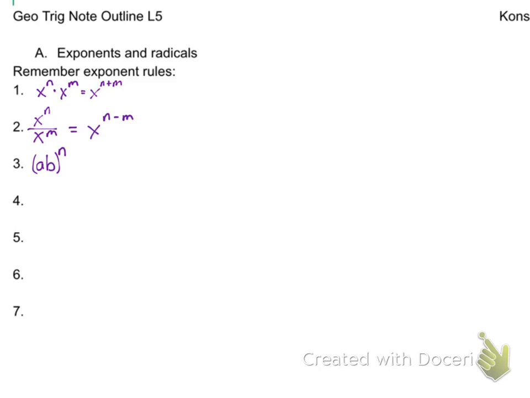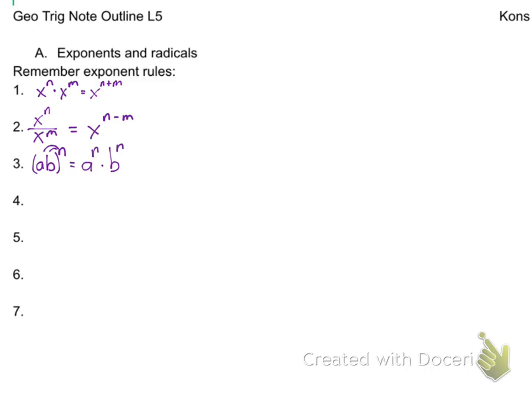Power of a product. We've got 2 things inside parentheses with an exponent on the outside. What do we do? We distribute the exponent to both of the variables. Yeah. We take the exponent and bring it in. We act like we're distributing here. It's not really distributing, but we're going to act like it is. So it's a to the n times b to the n. You guys remember these?